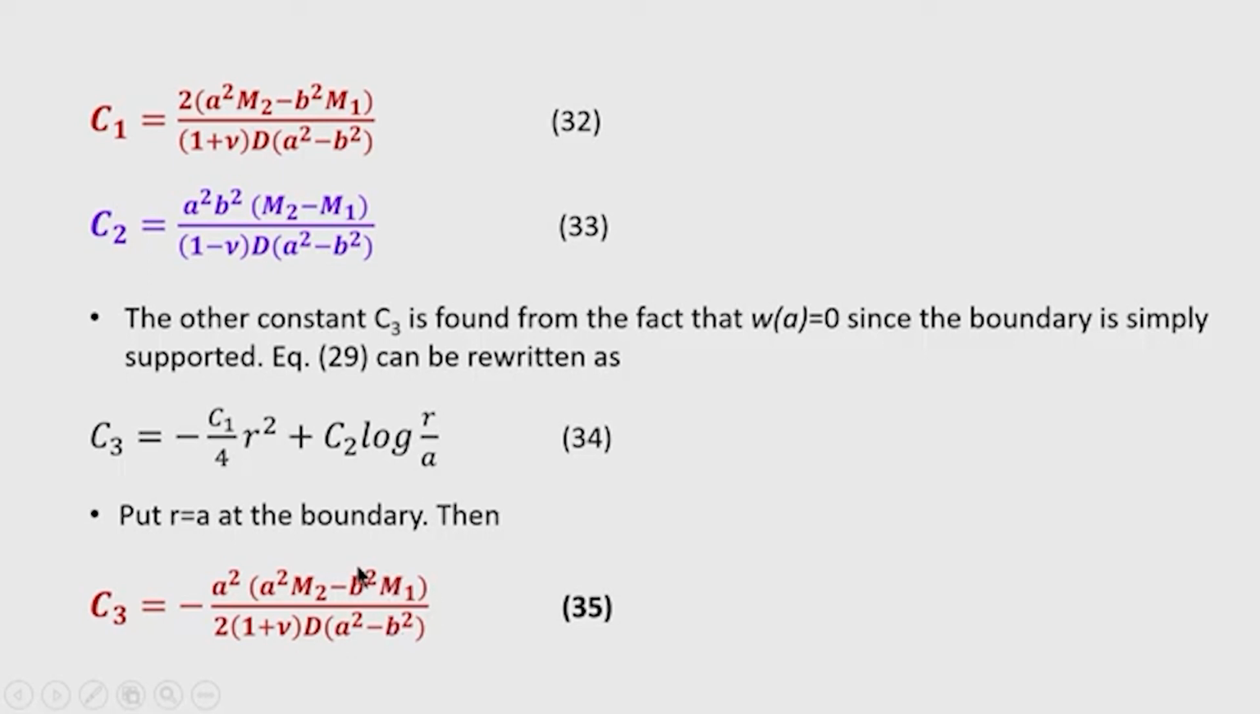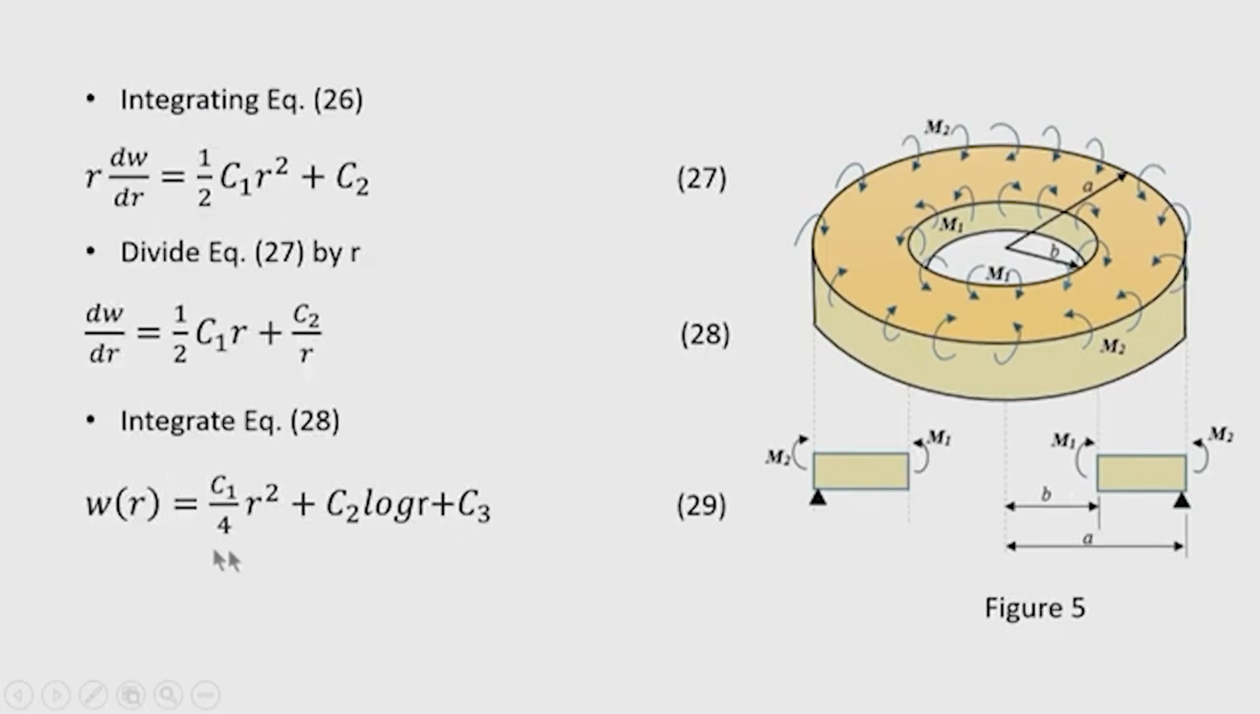So, 3 constants of integration are now completely known, because we require only 3 constants C 1, C 2, C 3. 3 constants are appearing because we have integrated a third order equation.